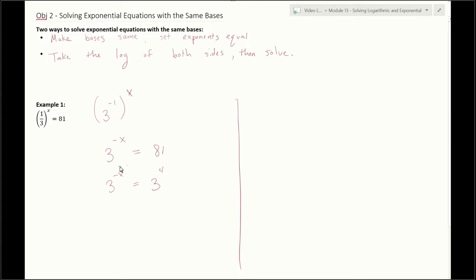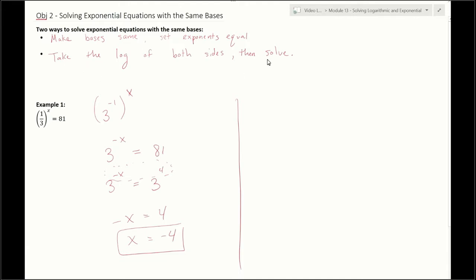And now once we do that, really we're solving this top equation. Negative x is equal to 4, so x is negative 4. So there was a little bit of trickery. We needed to know how to convert 81 to be base 3. Otherwise, this was pretty straightforward.